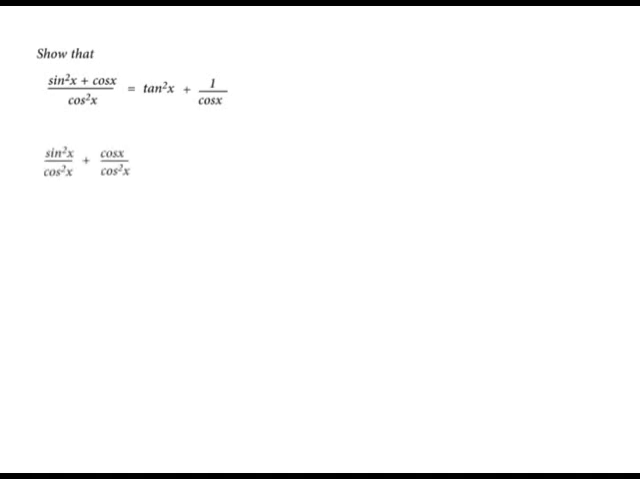Sin squared x over cos squared x plus cos x over cos squared x. Recall that sin squared x over cos squared x is equal to tan squared x, plus cos x over cos squared x: cos x goes into cos squared x, cos x times. So we shall have tan squared x plus 1 over cos x, and we have proven that to be true.